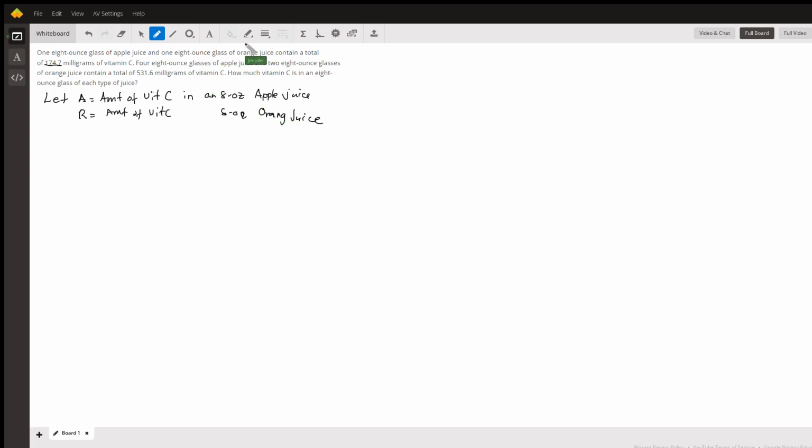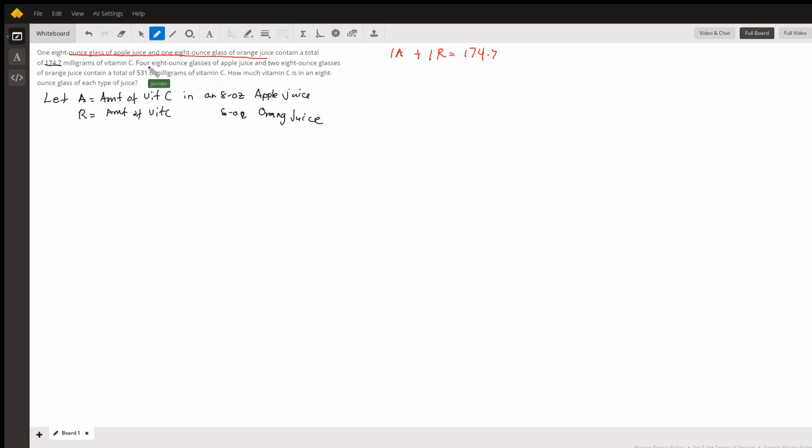Okay, so let's read the first statement. It says here, 1 glass of apple juice and 1 glass of orange juice. Forget about the 8. The 8 is in there to really confuse you. All right, so 1 glass of apple juice and 1 glass, because they're using the same size of glass anyway, contains that. So that's your first statement. So 1 glass of apple juice plus 1 glass of orange juice will contain 174.7 milligrams of vitamin C. So that's the first statement.